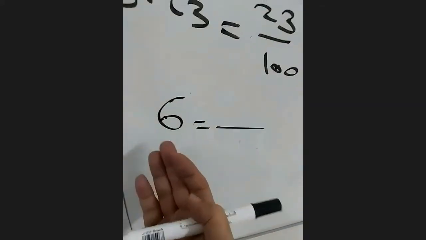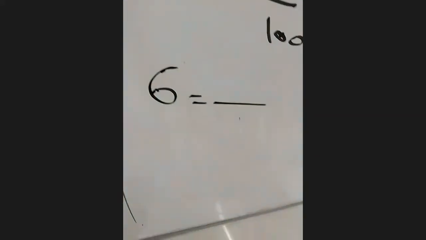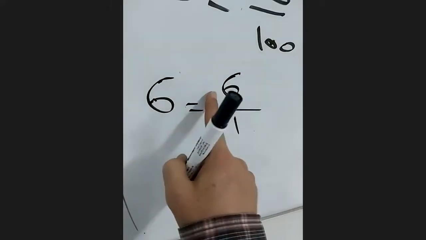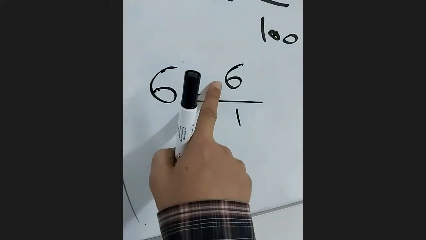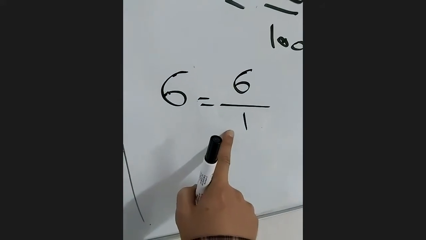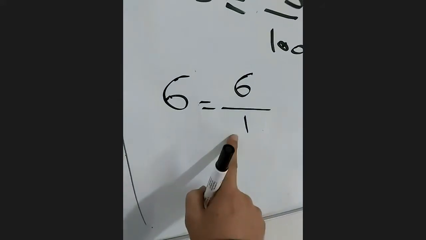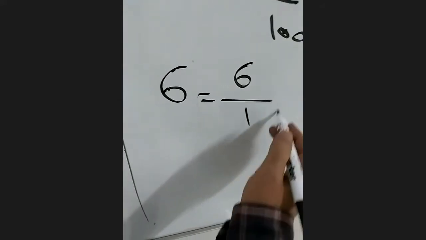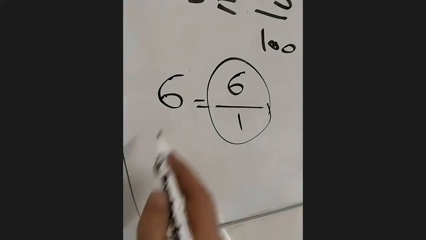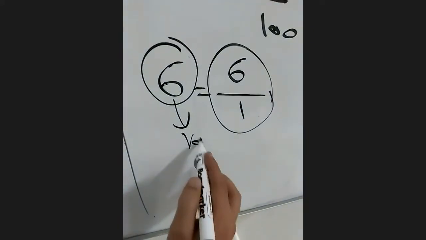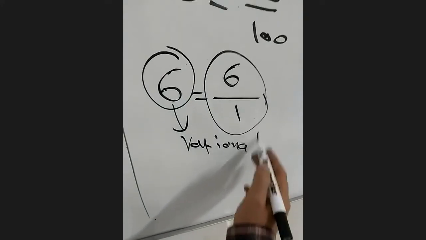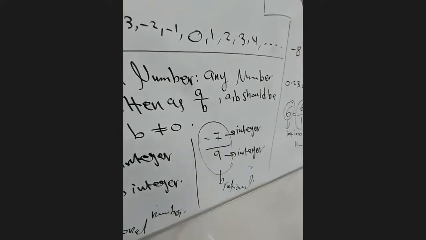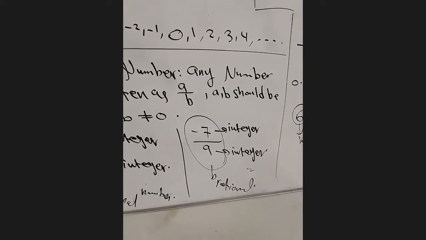Yeah. Can you write 6 for me as A over B? 6 over 1, exactly. Now, the 6 is an integer, right? And the 1 is an integer, right? And the 1 is not 0, right? Yes. So we call this a rational number. So the 6 itself is a rational number. Why? Because it can be written as A over B. Got it? Okay.